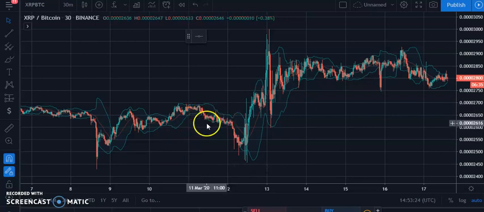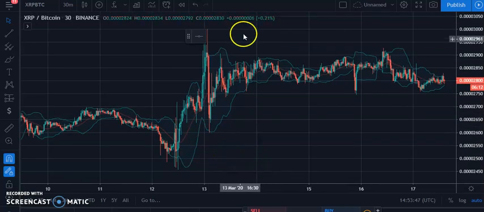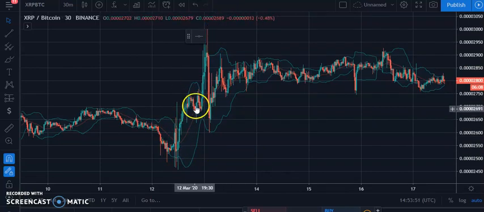The constriction of the bands, both the upper and lower bands, meant that there was a shrinkage in the volatility of the market. There was a reduction in the volatility of the market, which was followed immediately by a rapid increment. You can see the distance between the upper band and the lower band, which equally led to an uptrend. The market went up.